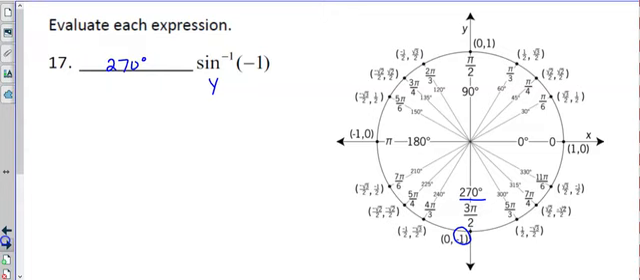So if you only end up with one answer, it's because your answer is one of these kind of easy ones, one of these ones that ends up on the axes.